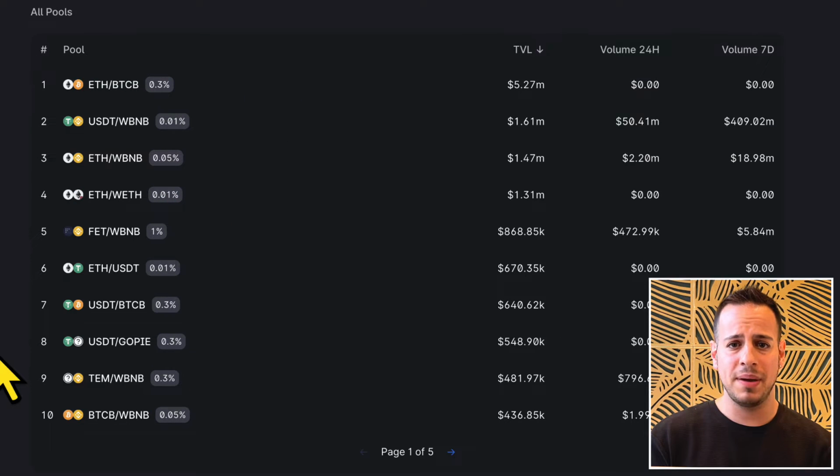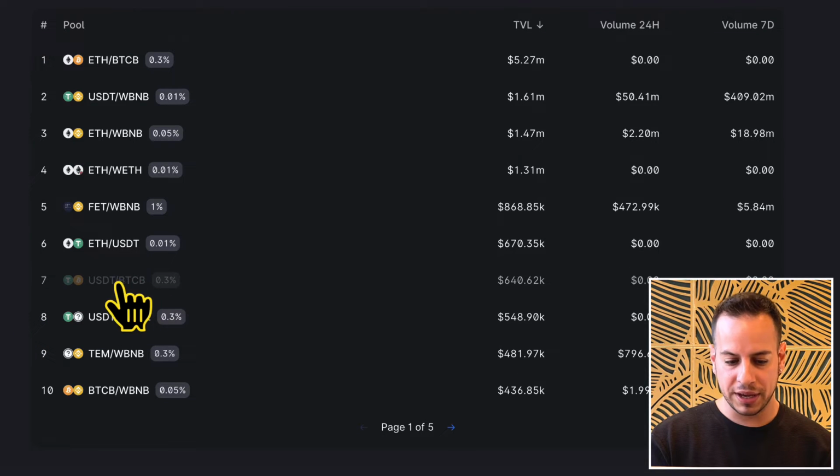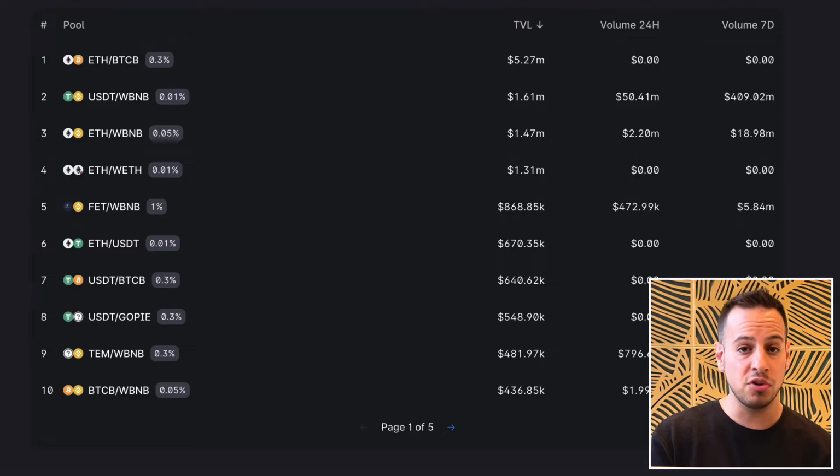Now that you understand the basics, let's explore this strategy. So as you can see over here, we have a liquidity pool of USDT and Bitcoin, 0.3%. This is the liquidity pool in Uniswap version 3 on BNB Chain, Binance Smart Chain.